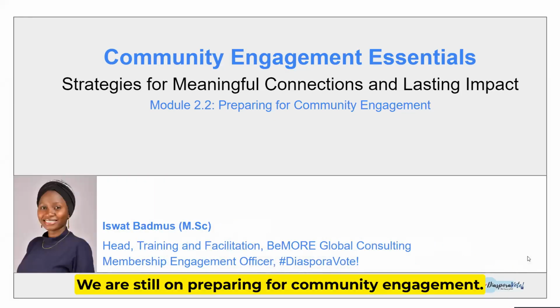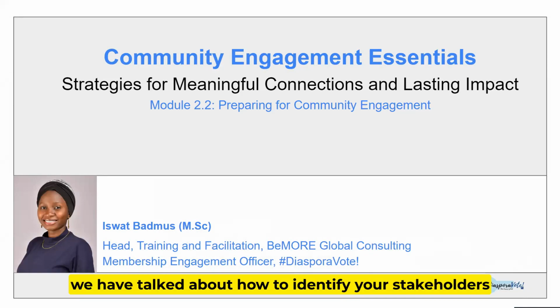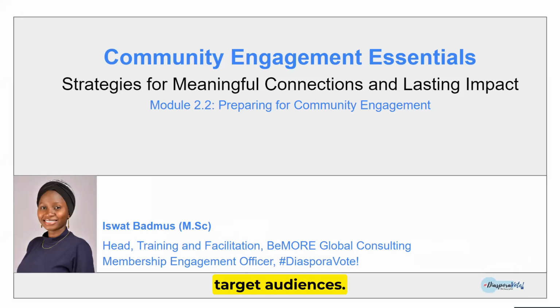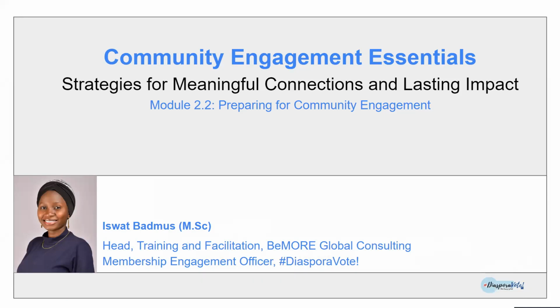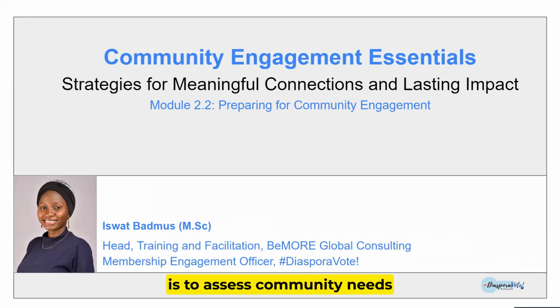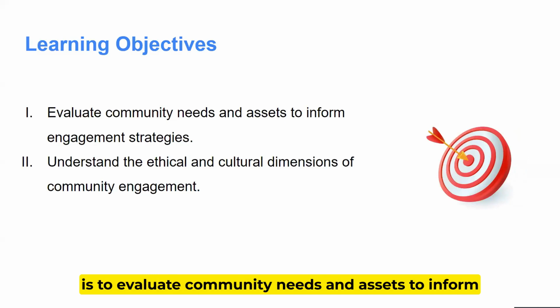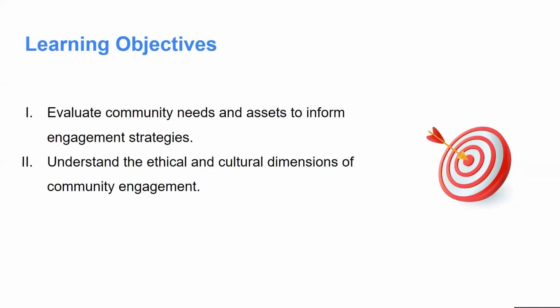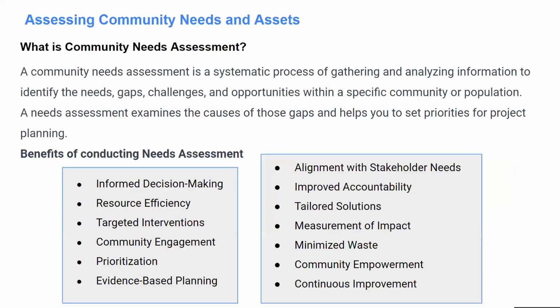We are still on preparing for community engagement. In the previous module, we talked about how to identify your stakeholders and your target audiences. After identifying these stakeholders and your target audience, the next thing you may want to do when preparing for community engagement is to assess community needs and also its assets. The learning objective of this module is to evaluate community needs and assets to inform engagement strategies and also to understand the ethical and cultural dimensions of community engagement.